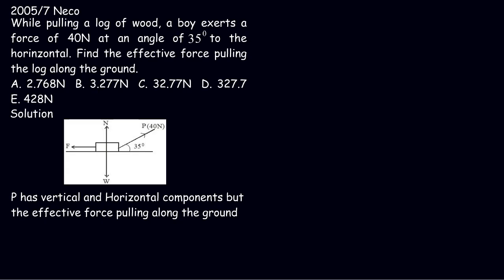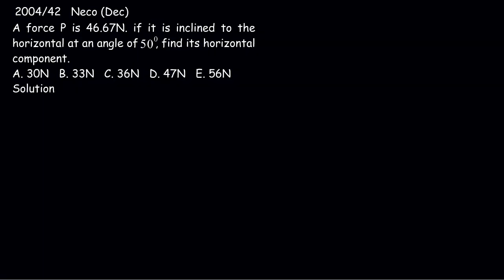Now we know that when resolving forces, our horizontal component will be P cos theta. So it will be equal to P cos theta, which is equal to 40 cos 35, which is approximately 32.77 Newton. Our next question states that a force P is 46.67 Newton. If it is inclined to the horizontal at an angle of 50 degrees, find its horizontal component.